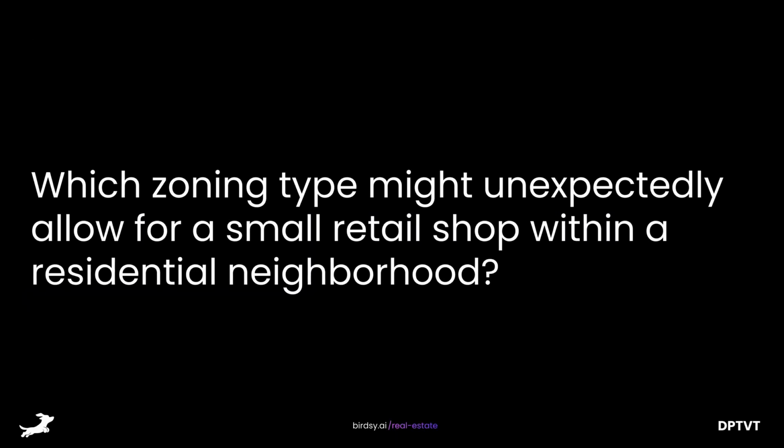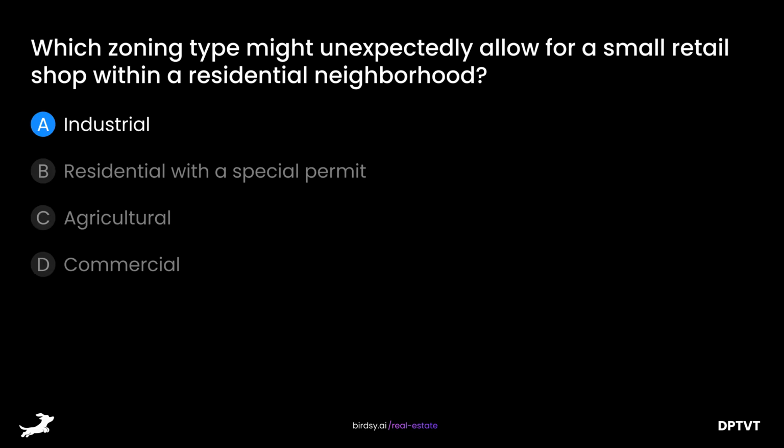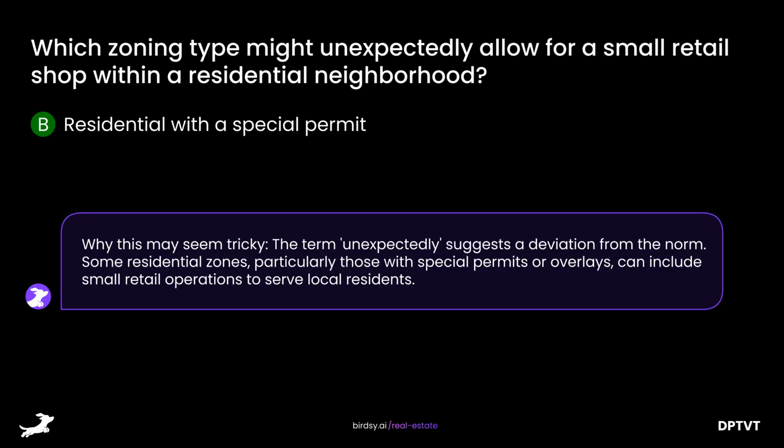Which zoning type might unexpectedly allow for a small retail shop within a residential neighborhood? Is it A, industrial, B, residential with a special permit, C, agricultural, or D, commercial? The answer is B, residential with a special permit. Why this may seem tricky. The term unexpectedly suggests a deviation from the norm. Some residential zones, particularly those with special permits or overlays, can include small retail operations to serve local residents.